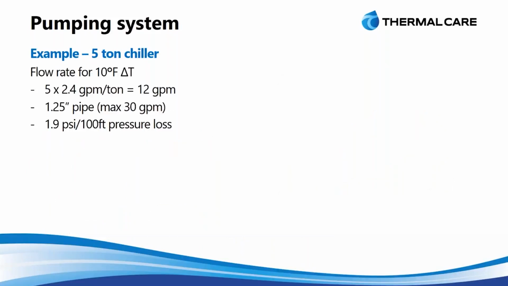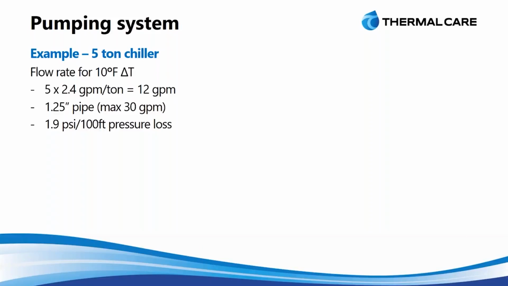So we're going to run through a couple examples here real quick, just to demonstrate the process that we would go through. So we're going to say we have a 5-ton chiller and we want to achieve a 10-degree delta T, or a single flow. So we take 5 times 2.4, and that gives us our 12 GPM. So using a reference for the maximum allowable flow through different pipe sizes, we're going to determine that we need to be at 1.25 inch pipe.